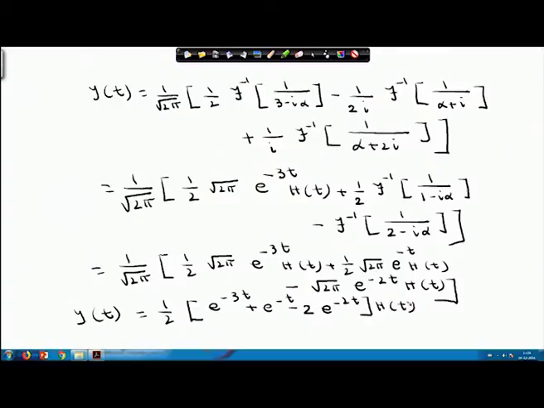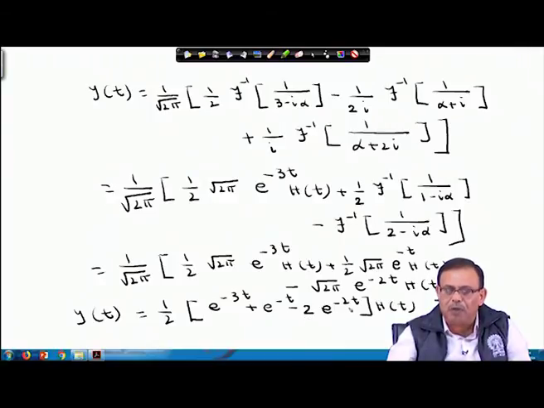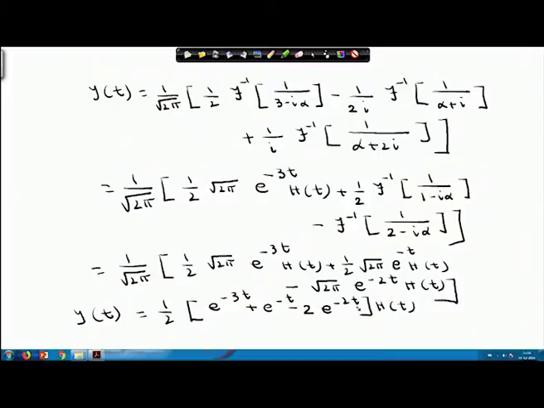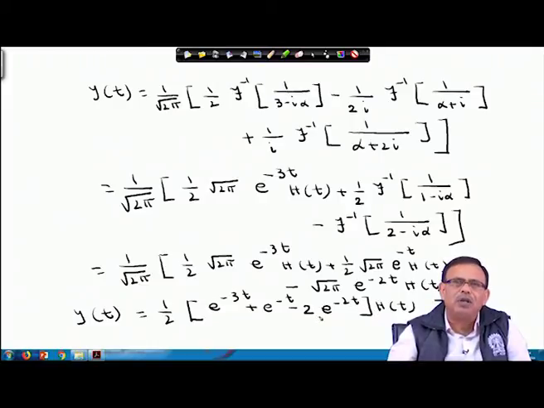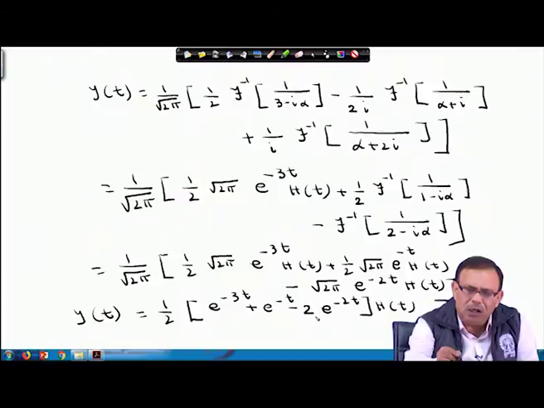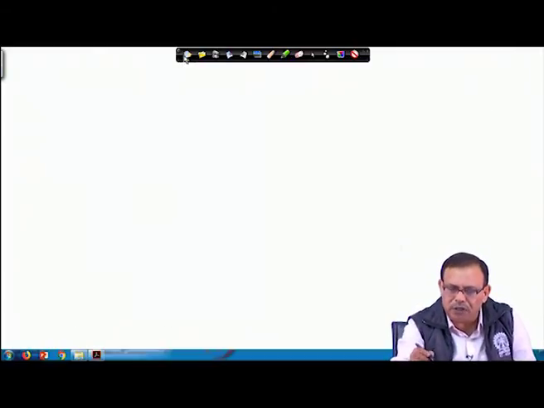So, the solution becomes this: y(t) equals half into e power minus 3t plus e power minus t minus 2 into e power minus 2t into h(t). So, I hope it is clear to you now how to find out the solution of an ODE using the Fourier transform. Now, let us go to the next topic.